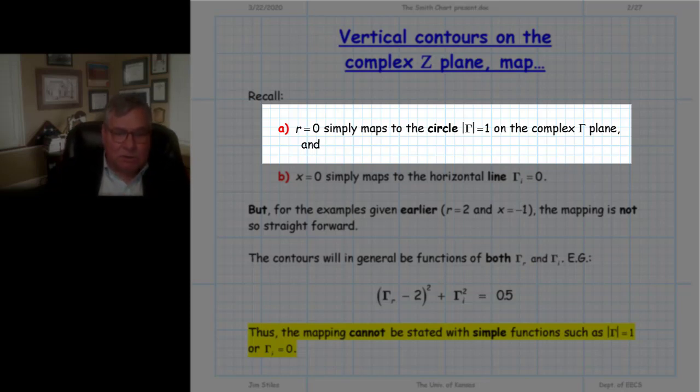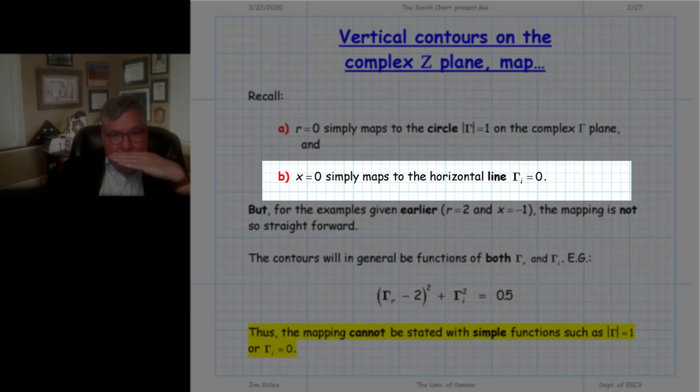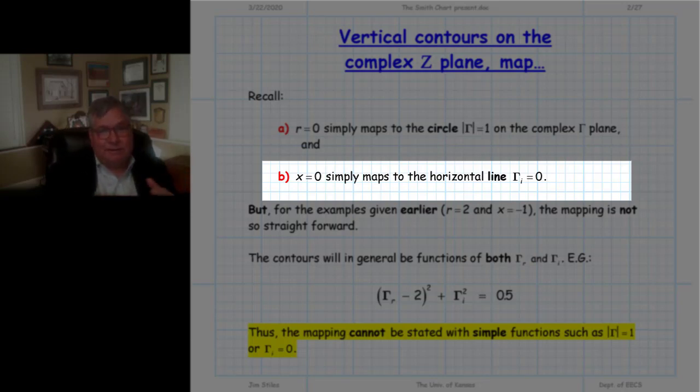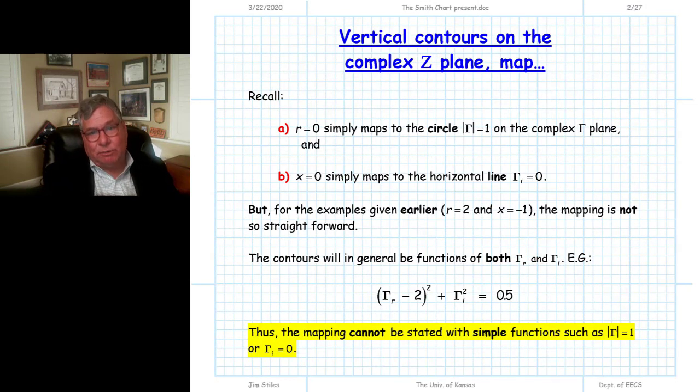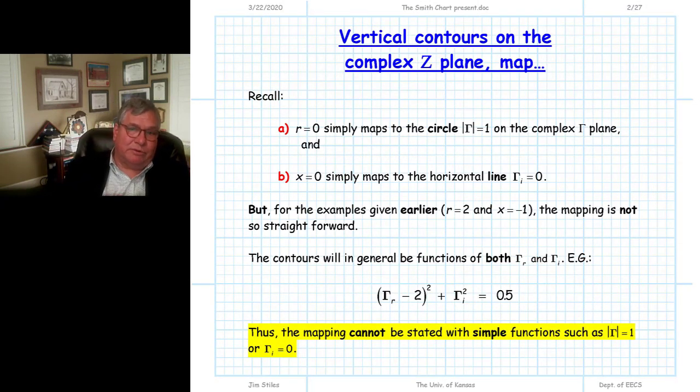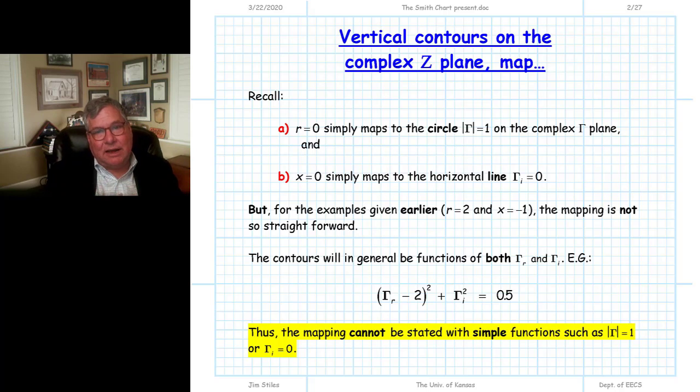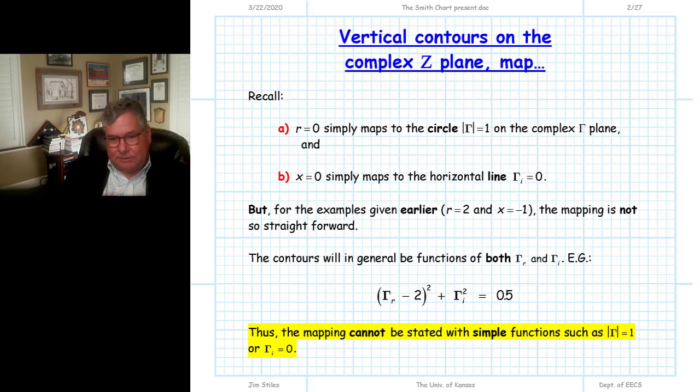Likewise, the horizontal contour that says the reactance is equal to 0, that line maps onto, likewise, a similar horizontal line on the real axis on the complex gamma plane. And we can state that mathematically very simply. It's the value of all the points that have an imaginary part of gamma equal to 0. If you're a point on the complex plane and your imaginary part is equal to 0, then you are part of that contour. And of course, then you are on a horizontal axis that lies along the real axis.